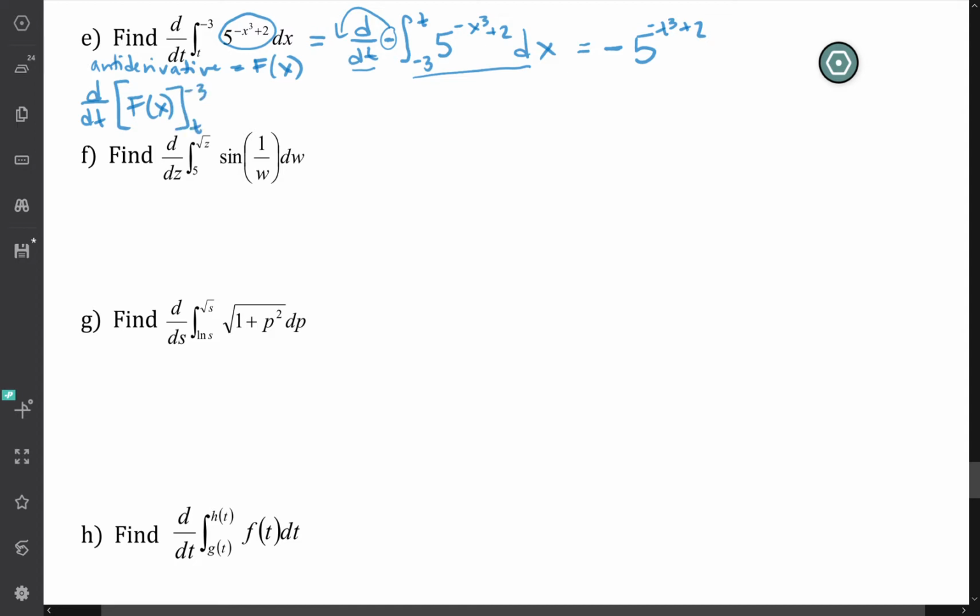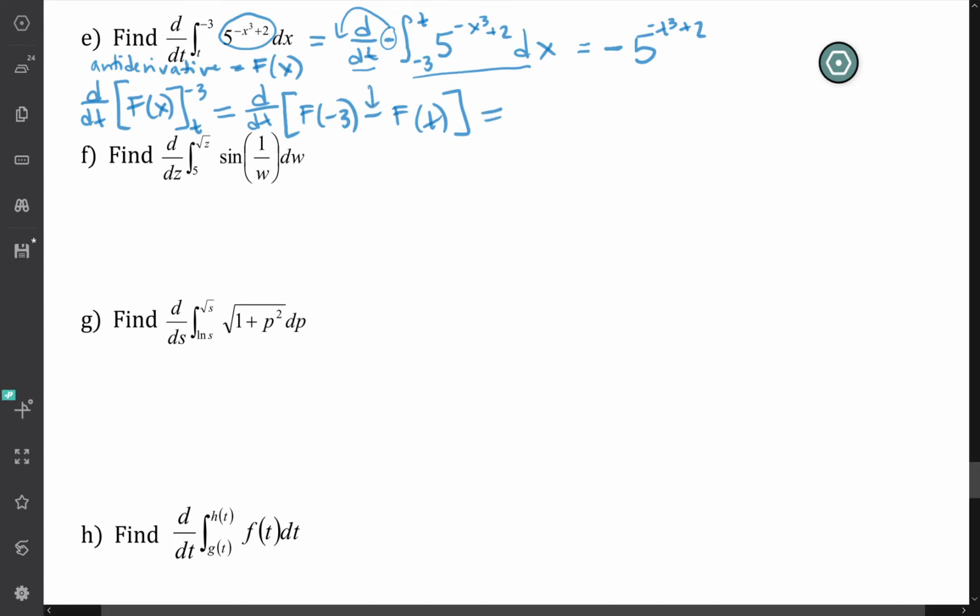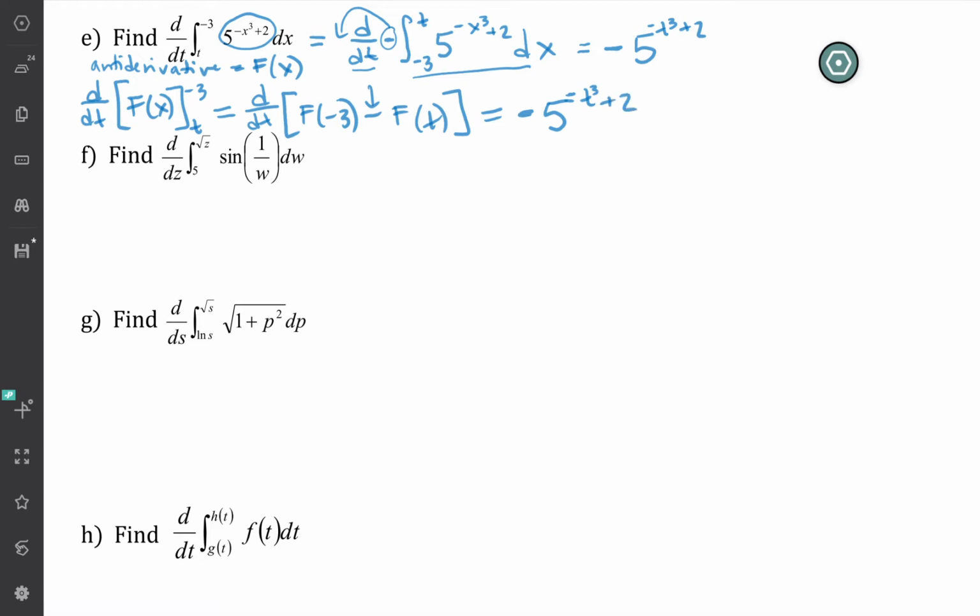And the deal here is that that function's complicated enough that I don't know the formula for big F, but I can still walk through what would happen. So I would plug -3 in, and then I would plug t in, and I would subtract, and the derivative of F of -3 is 0. The negative here is going to come along for the ride. The derivative of big F of t is 5 to the negative t cubed plus 2. So same idea, negative sign comes out either way. We have to do something if those are in the wrong order.